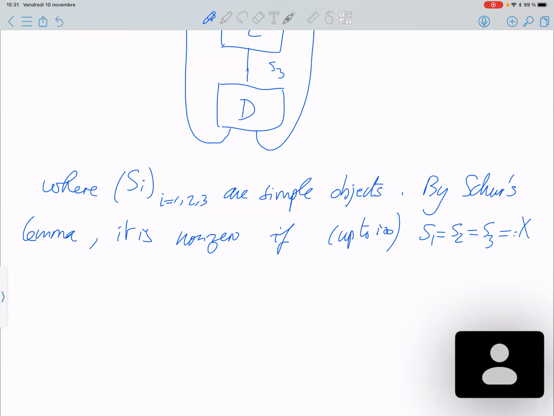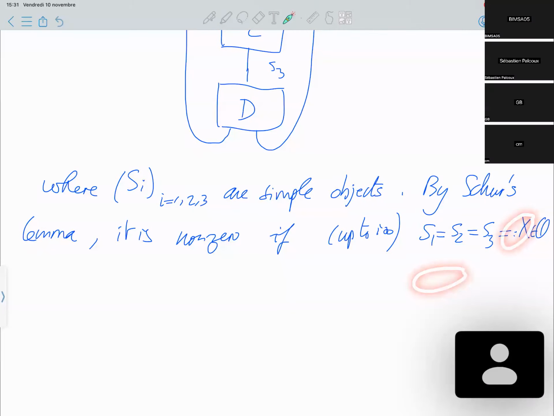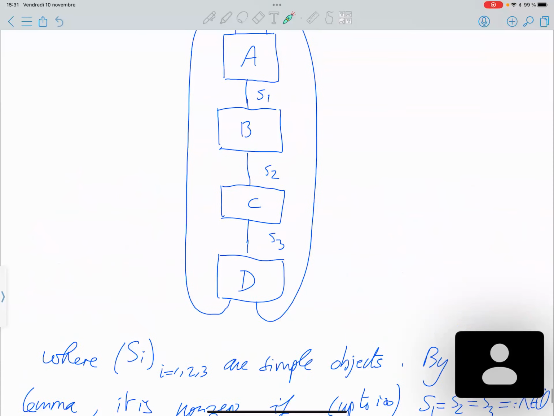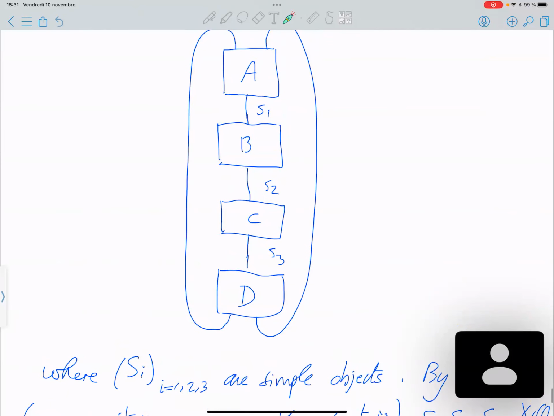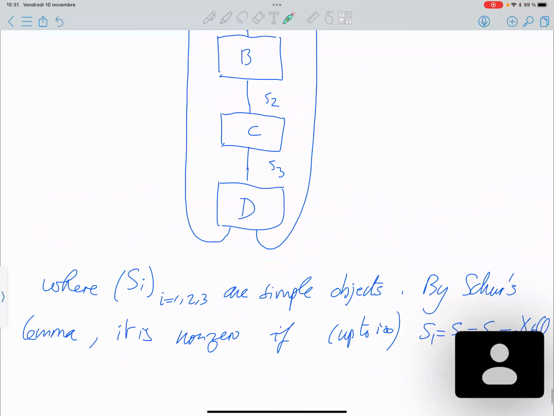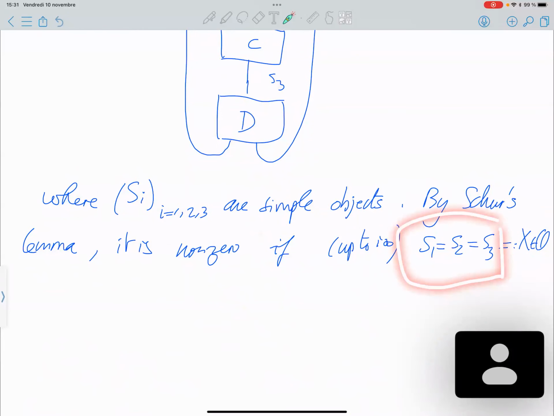and we use a notation X, equal to this point. This is the symmetric of two. So this is how you define X. As I said, by Schur lemma, to be non-zero, you need that equal that, and you need that equal that. So up to isomorphism, they are equal. So they should be all equal to be non-zero.